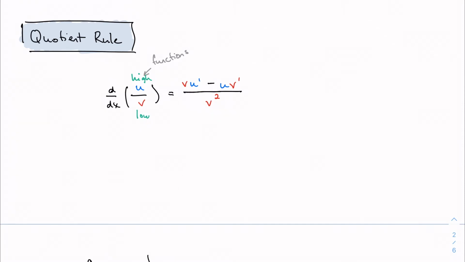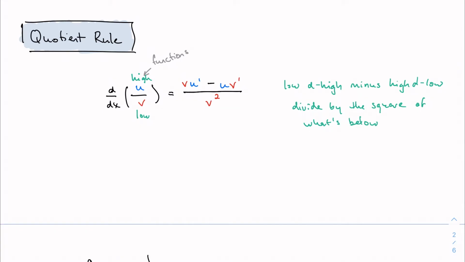So what we wind up having is this: low d high minus high d low. We're going to divide by the square of what's below, and that's kind of where it comes from, right? Divide by the square of what's below. And so it turns into this: low d high minus high d low, divide by the square of what's below. Kind of this little sing-song thing. But it gets stuck in your head, and it really helps you remember it. It's also on your formula sheet, so that's helpful too.